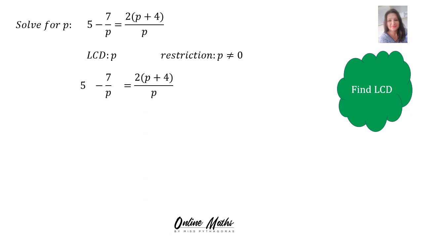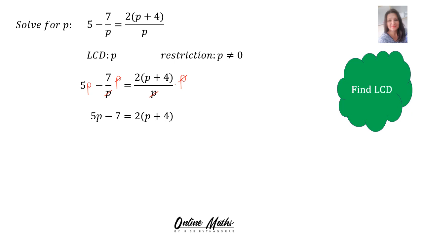Then there's the sum. Now we multiply every term by the LCD. So 5 times p, the second term minus 7 over p times p, and then on the other side times p. Then 5 times p is 5p, and then p and p will cancel, and I'm left with minus 7. And then on the right hand side, p and p will cancel, and I'm left with 2 bracket p plus 4.